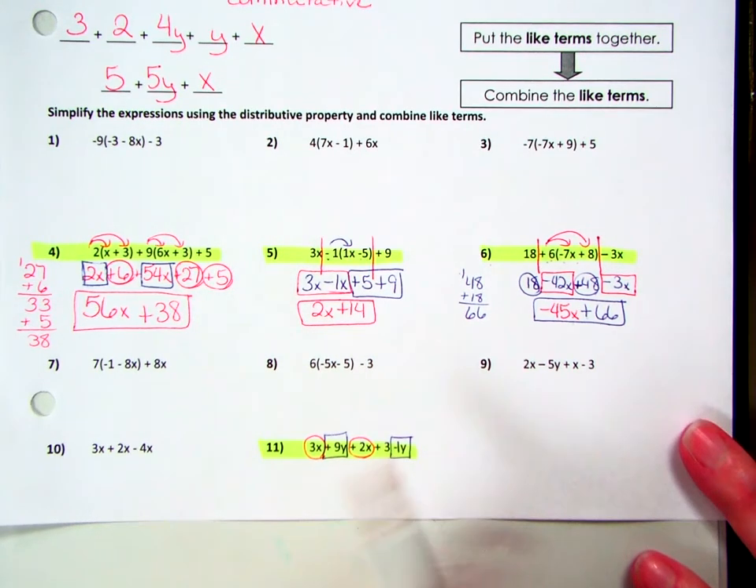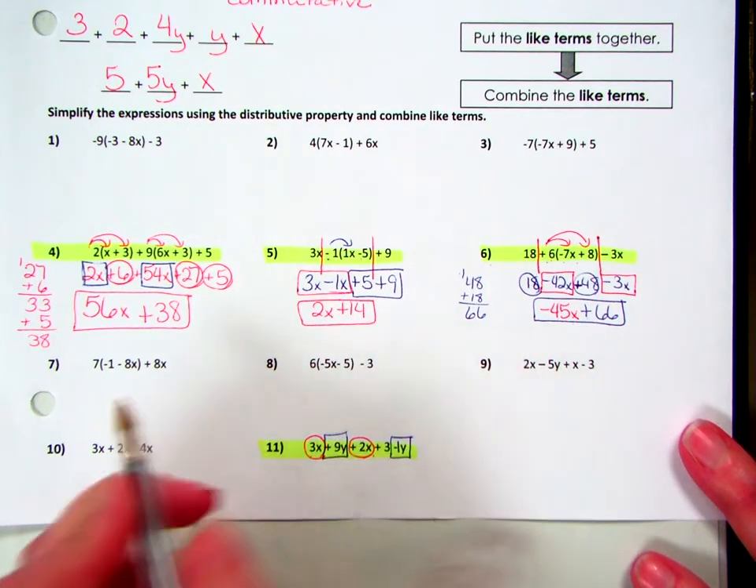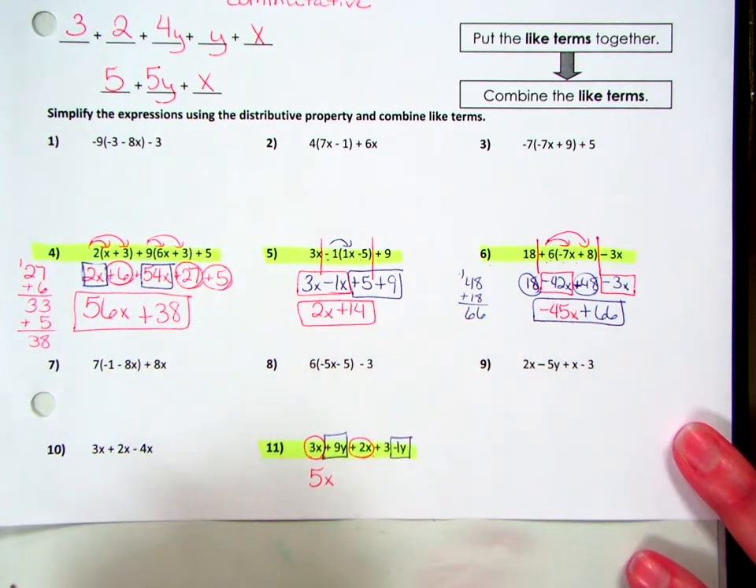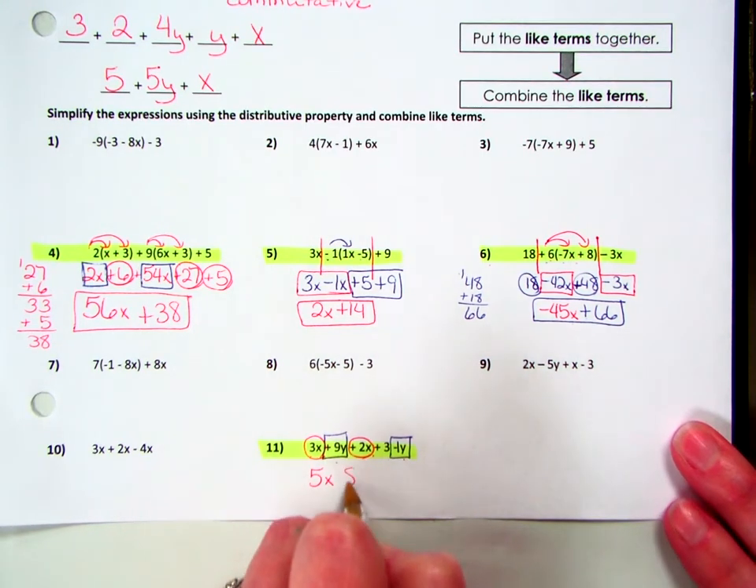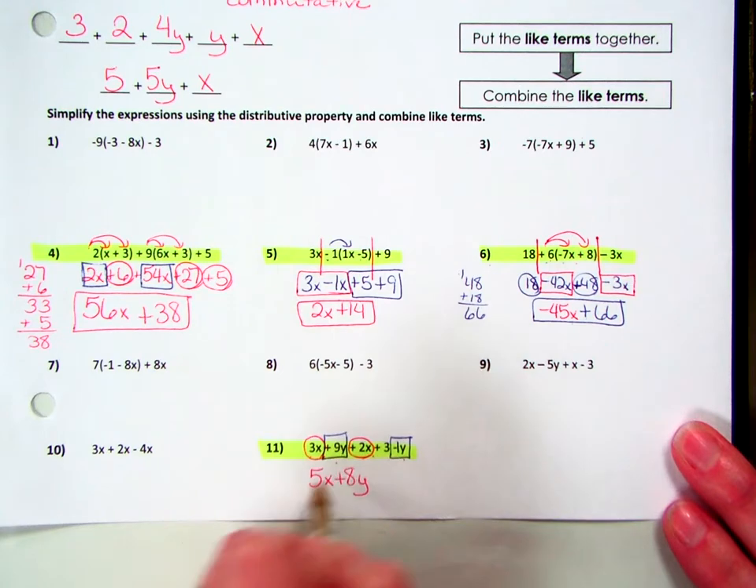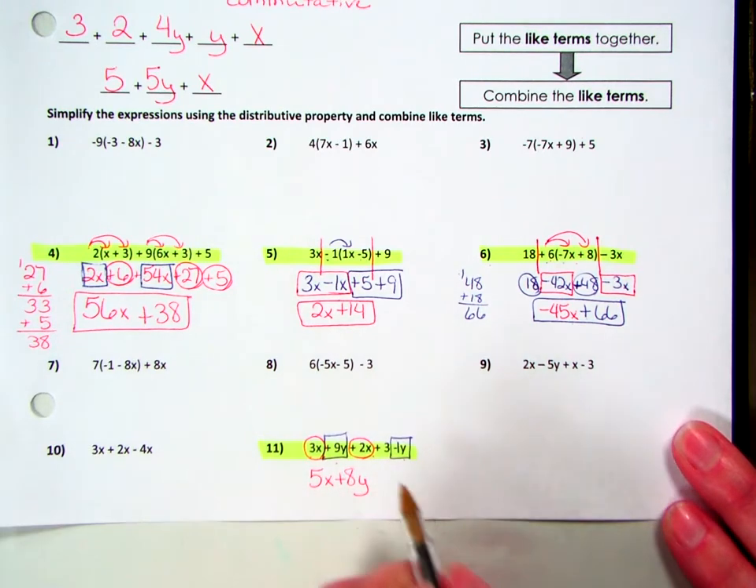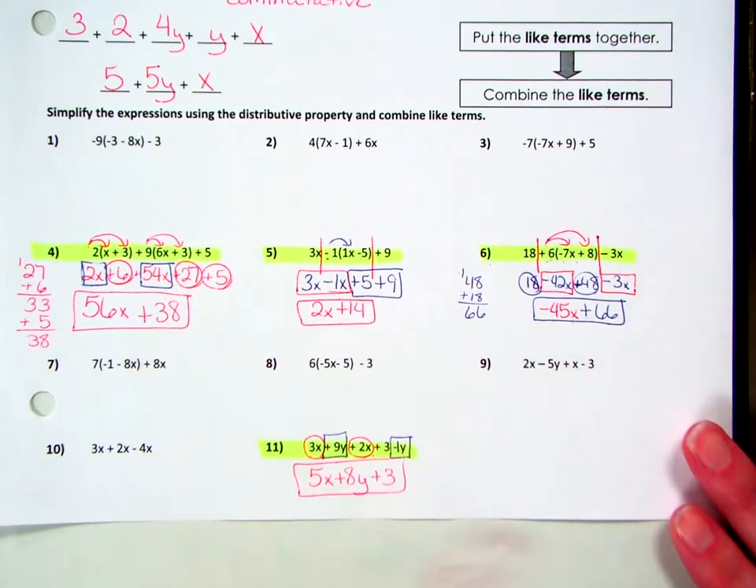Let's go ahead and start filling all this in. 3x plus 2x is 5x. 9y minus 1y is 8y. And then finally, the last piece is a positive 3. And then box your answers.